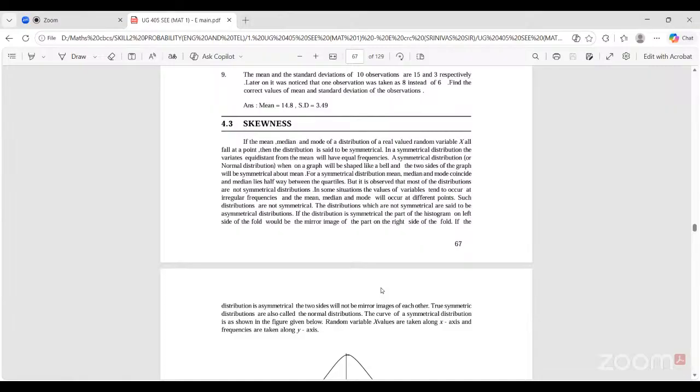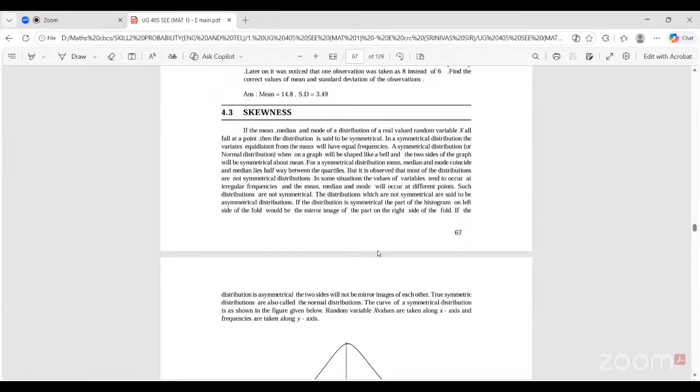Skewness. If the mean, median, mode of the distribution of the real random variable coincide at one point, then the distribution is said to be symmetrical. In a symmetrical distribution, the frequencies are equidistant from the mean. A symmetric distribution or normal distribution graph: the two sides of the graph will be symmetrical, and in the symmetrical distribution the mean, mode, and median coincide.